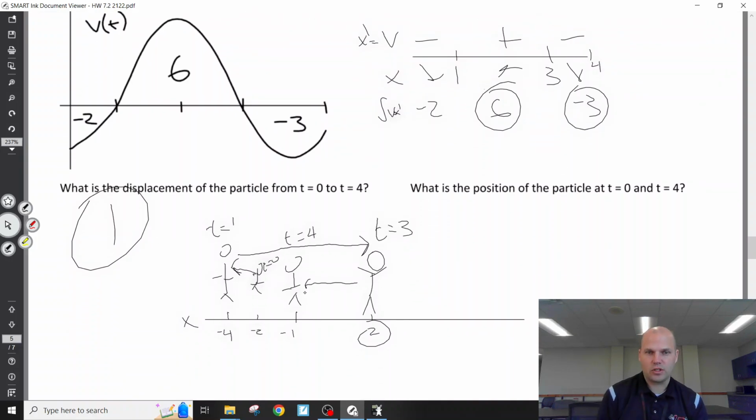And then I finish off going to the left 3. All of these can be found, if that's confusing to you, by saying x of 4 equals x of 3 plus my displacement from 3 to 4, the area under x prime, which is v. 3 to 4 is -3. This is 2 plus -3, which is -1.